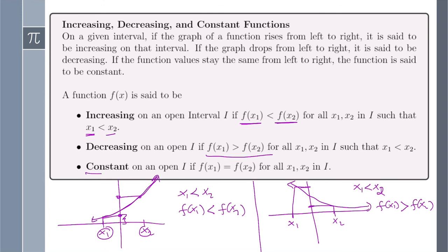Now a function is constant if it is not rising or falling, if it just has a horizontal straight line, like that, then the function is constant.